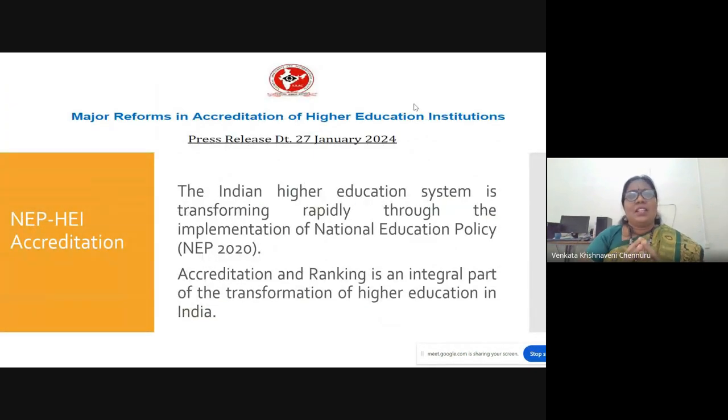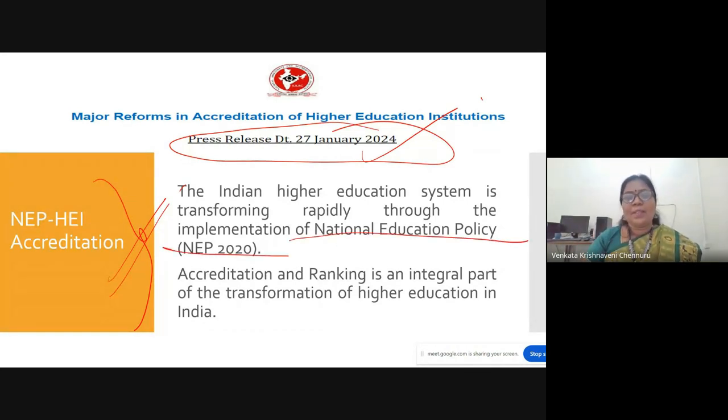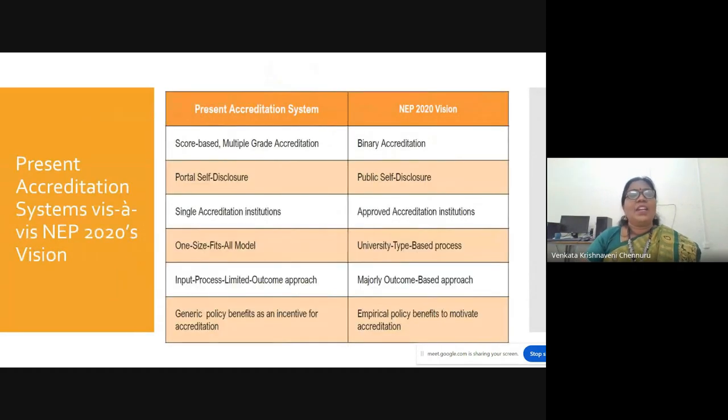Now, major reforms in accreditation of higher education institutions. That press release was on 27th January 2024, and NEP and HEI accreditation are interlinked. The Indian higher education system is transforming rapidly through the implementation of the National Education Policy. Accreditation and ranking is an integral part of the transformation of higher education in India. And the present accreditation system versus NEP's vision.